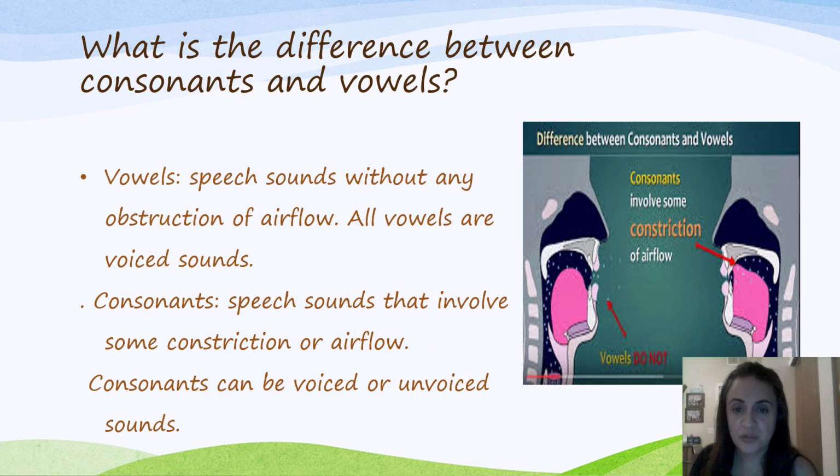What is the difference between consonants and vowels? Speech sounds are produced in the vocal tract when two articulators come together. All the parts of the oral cavity work together to create, amplify, or modify a sound. The vowels are speech sounds without any obstruction of airflow. All vowels are voiced sounds. If you try saying A, E, I, O, and U out loud, you will notice that the vocal cords are left open. For example, here the tongue, the teeth, and the lips do not block any air.